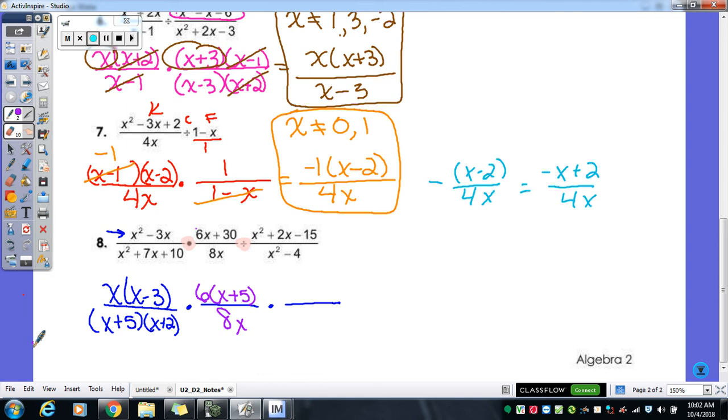So looking at the numerator, that is a trinomial. That's going to become the denominator now. What multiplies to 15 but gives us a 2 in the middle? 5 and 3. So we have x plus 5, x minus 3. And then the x squared minus 4: x plus 2, x minus 2.